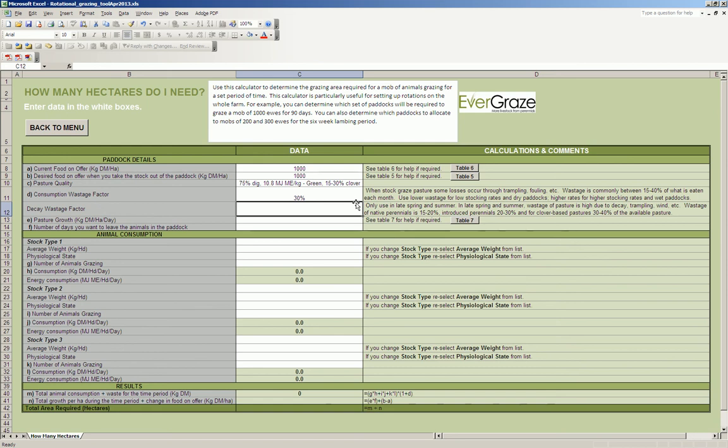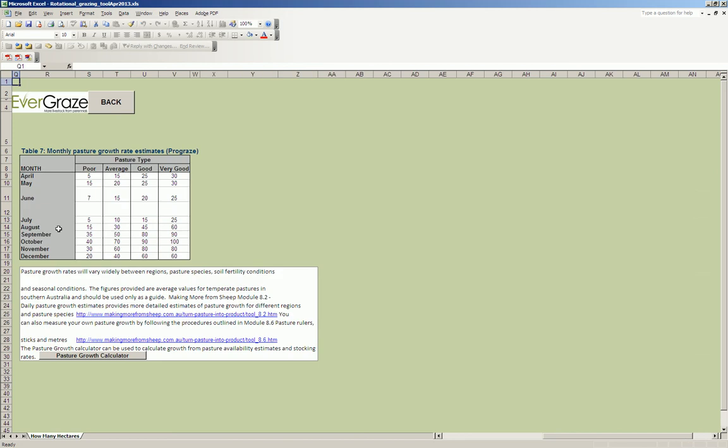The pasture growth rate, you really should understand a little bit about your pasture growth rate by measuring it from month to month on your own farm. However, Table 7 does provide a little bit of a guide. So we're going to be in August. I've got good pastures. This little table is useful for southern Australia in the temperate areas, and this pasture is good. So 45 kilos per hectare per day is probably not too far off the mark. Now, Making More From Sheep has a good guide as to what kind of pasture growth rates you can expect in different regions. So go and visit that website if you need some more information.